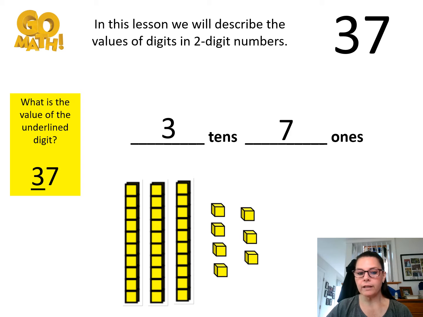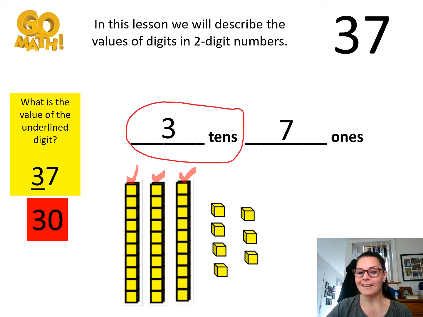Very good. Now look over here, and the value of the underlined digit that they want us to focus on is the 3. So I'm just going to look at this, boys and girls, the 3 tens. What is the value of 3 tens? Do you know? 10, 20, 30. There it is. The value of the 3 in 37 is 30. And you can even hear it, 37. You say the answer right when you say the number.